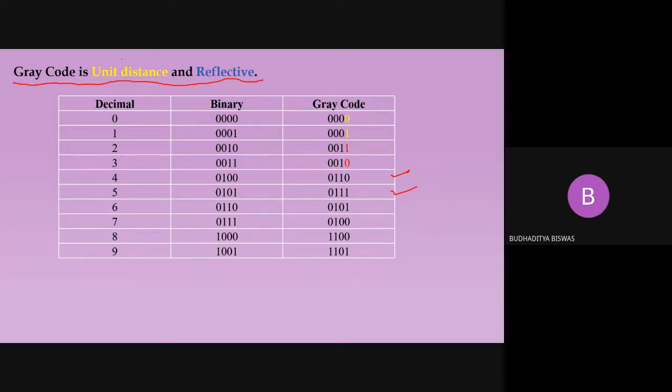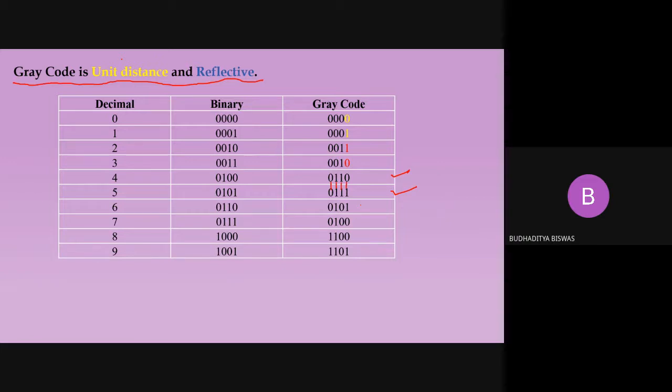The first one, the MSB, remains the same. This one remains the same. That one also remains the same. So this one is changed from 1 to 0 to 1. So this is the property of the gray code. In every successive step, only one bit is changed. So it is called the unit distance code.